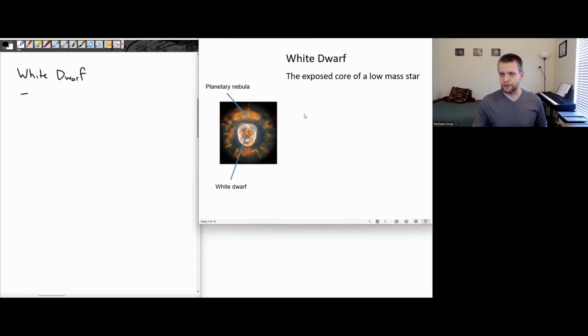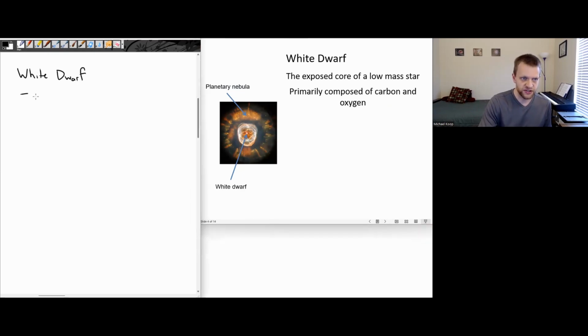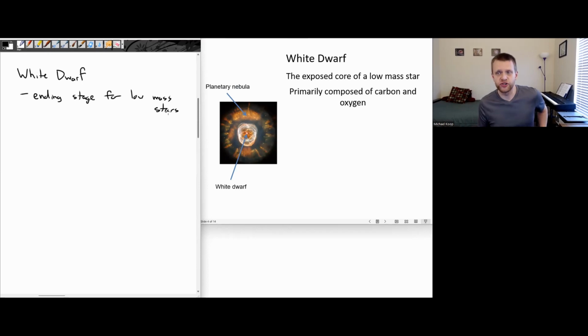This is the exposed core of a low mass star. So it's the ending stage for low mass stars. And these are primarily composed of carbon and oxygen.